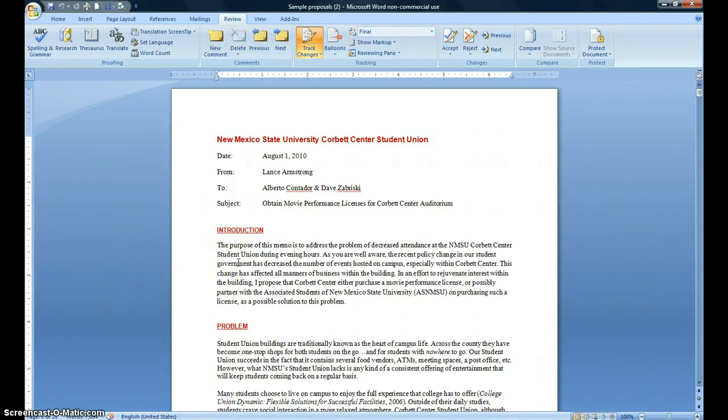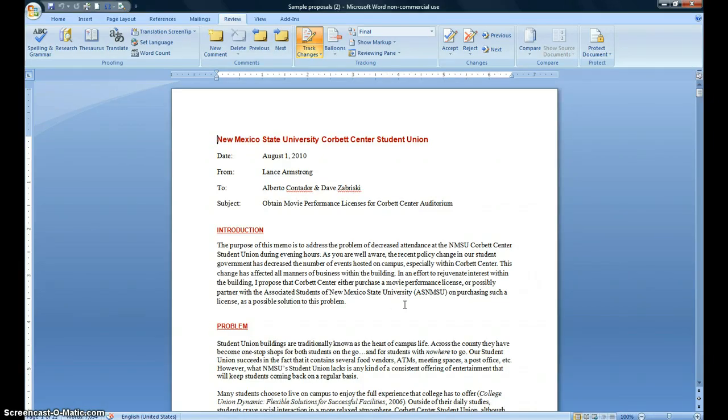The purpose of this memo is to address the problem of decreased attendance at the NMSU Corbett Center Student Union during evening hours. As you are well aware, the recent policy change in our student government has decreased the number of events hosted on campus, especially within Corbett Center. This change has affected all manner of business within the building. In an effort to rejuvenate interest within the building, I propose that Corbett Center either purchase a movie performance license or possibly partner with the Associated Students of New Mexico State University on purchasing such a license as a possible solution to this problem.